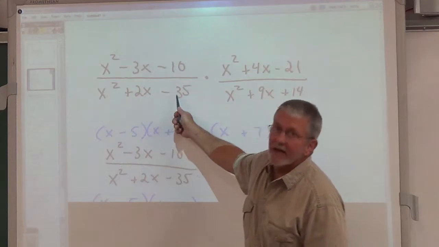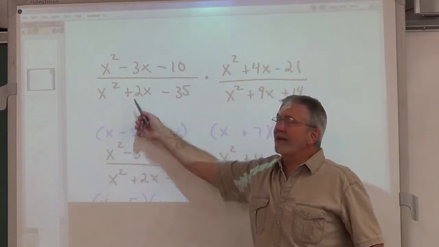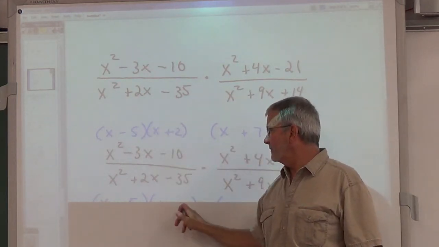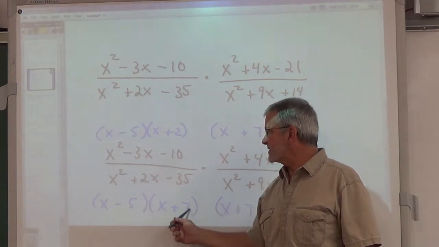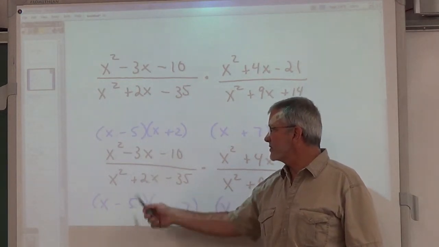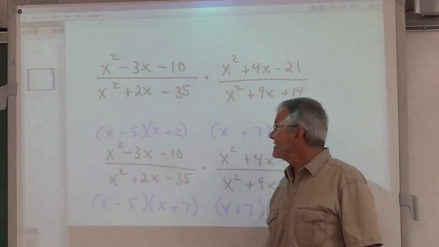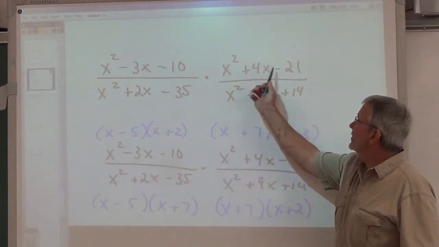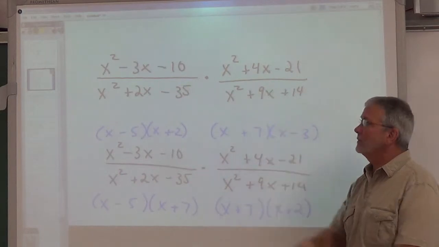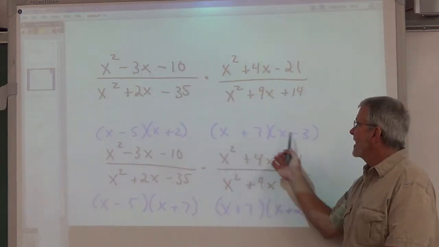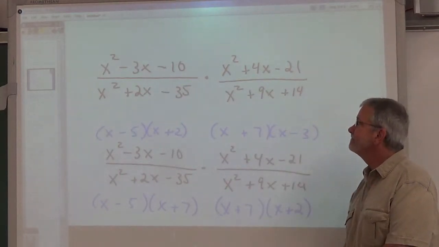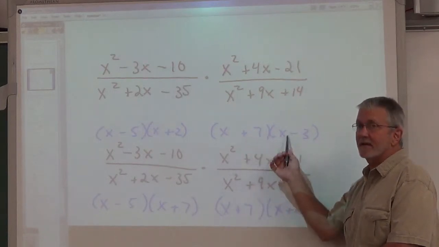Two things that multiply together to negative 35 and add up to 2. Yes, you got it: negative 5 and 7. Adds up to 2. Negative 5 times 7 is negative 35. Same thing here. Two things that multiply together to negative 21 and add up to 4: 7 and negative 3. Bam. Positive 7 and negative 3.